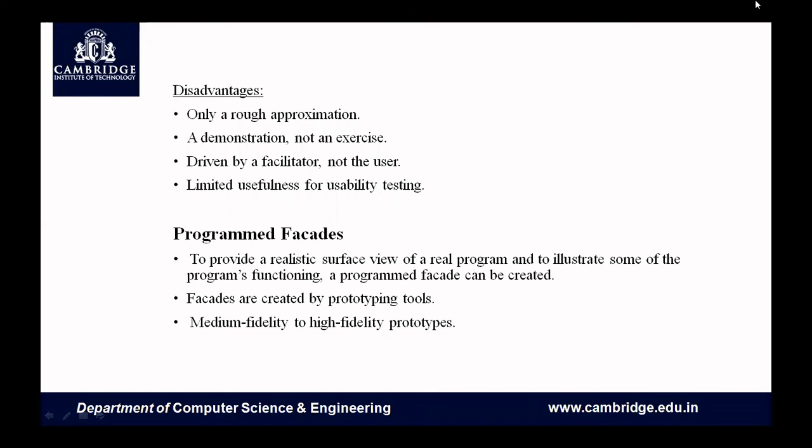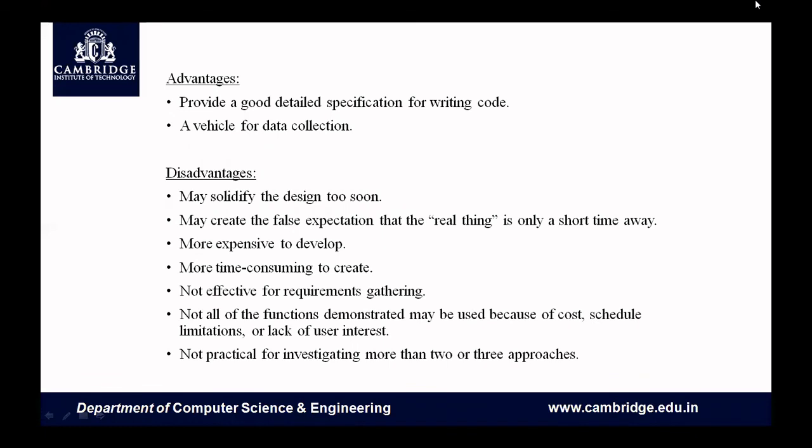Then program the facade. Facade means it gives you the realistic surface view or the front view of the particular design. So a building's front view is called the facade view, right? So facades are created by prototyping tools. So facades, the front view, will move from medium to high fidelity prototypes. What are the advantages of this? We have a detailed specification of the data and a proper channel where we can see all those things. A vehicle for data collection, where we are asking for information from the user.